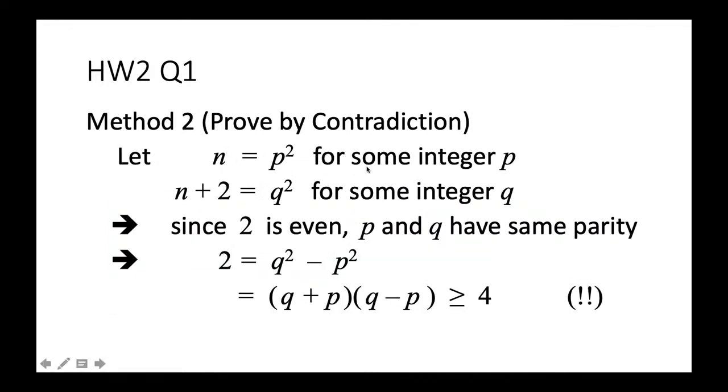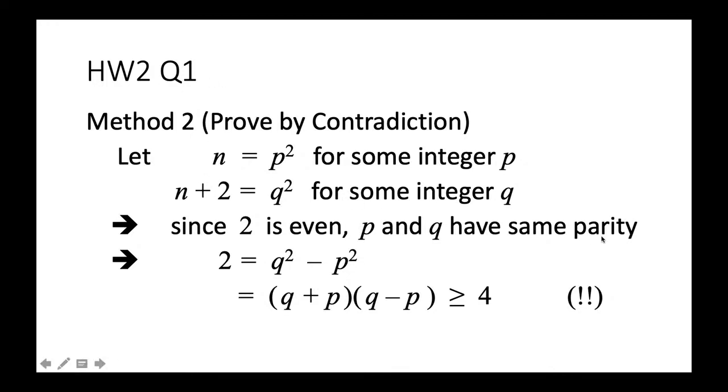Okay, so we assume that this is correct. So n is a perfect square. n plus 2 is also a perfect square. So n is equal to p squared for some integer p, and then n plus 2 is equal to q squared for some integer q. Okay. Now, we have an observation. So n and n plus 2 are perfect squares, right? But then the difference between them is 2, and 2 is an even number. So what does that mean? It means that p and q must have the same parity.